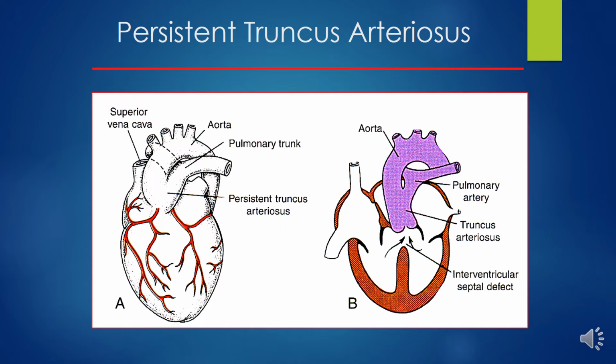Neonates with truncus arteriosus present with mild cyanosis, heart failure, and sometimes a murmur. Heart failure can present in neonates with poor feeding and lethargy. Respiratory distress, tachypnea, diaphoresis, and hepatomegaly can be seen, and a pansystolic murmur is usually appreciated, and a diastolic murmur can be appreciated if there is significant truncal valve insufficiency.